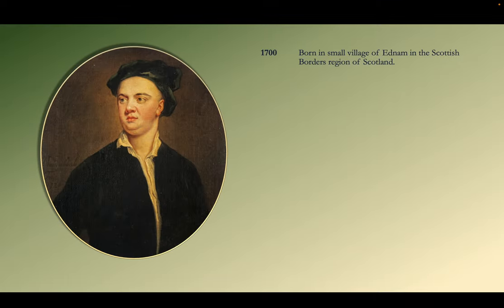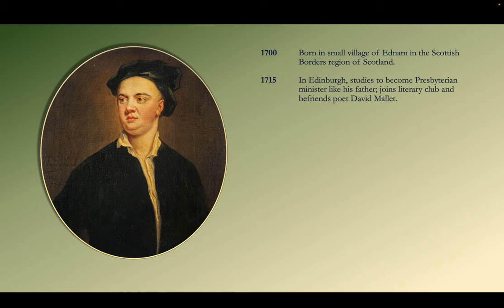So we'll start with a timeline here. He's a Scottish poet originally, born in the small village of Ednam in the Scottish borders region of Scotland. And in 1715, he goes to Edinburgh and studies to become a Presbyterian minister like his father. And while he is there studying Latin and rhetoric and natural science, he joins a literary club and befriends a poet named David Mallet.